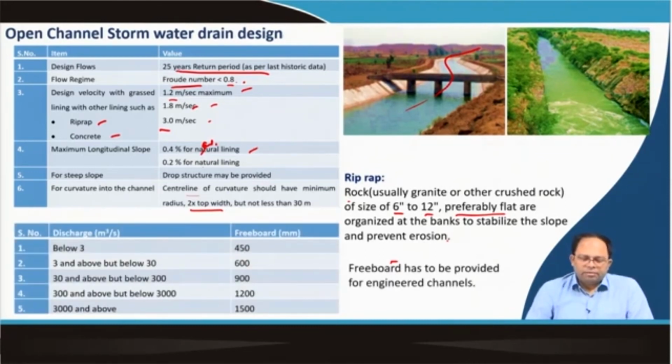And we also need to provide a certain amount of freeboard in these open channels, the open area at the top. If the discharge is below 3 meter cube per second, freeboard is 450. If it is 300 and above but below 3000, then it is 1200, and above 3000 meter cube per second, then 1500 is the freeboard.